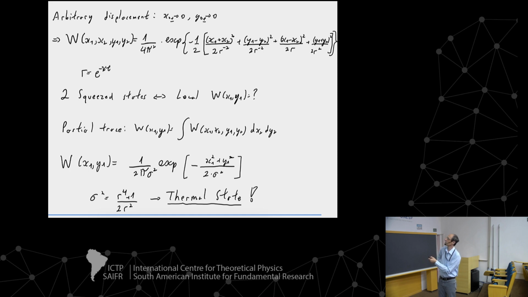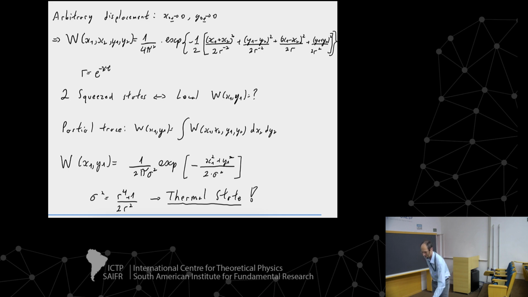If you take the partial trace here over 1 dimension, what you have is the Wigner function for only one of the fields, say field 1, the signal. When you look at this field, what you have is a Gaussian, but with a width that will grow with the squeezing that you put into it.